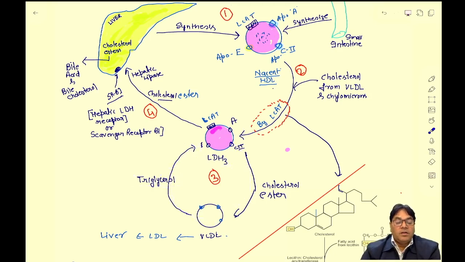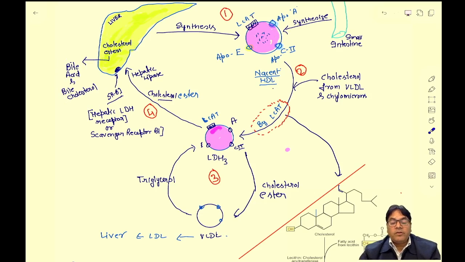HDL3. So now this has triglycerides, cholesterol esters and cholesterol inside it, which is given to the liver when these HDL fuse with the liver. When this HDL3 goes to the liver, it is received by certain receptors called hepatic HDL receptors or scavenger receptors B1. These receptors receive this HDL3, and then this HDL3 enters into the liver. Inside the liver, these HDL are further metabolized as cholesterol esters, and the cholesterol esters of this HDL3 are released from the liver as bile salts like bile acids and bile cholesterol.